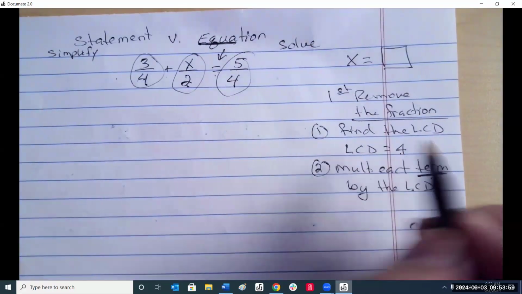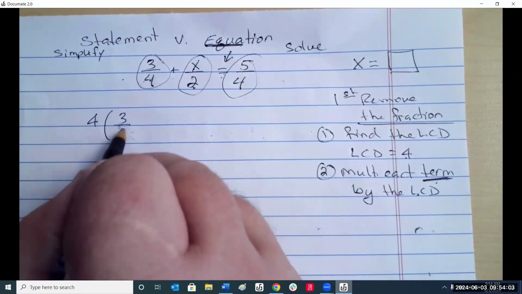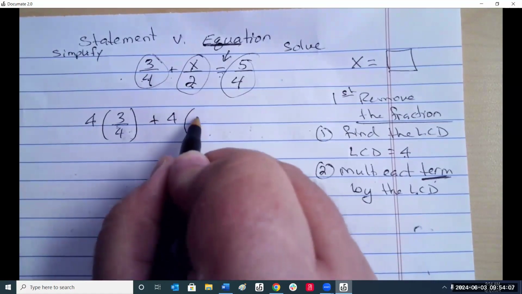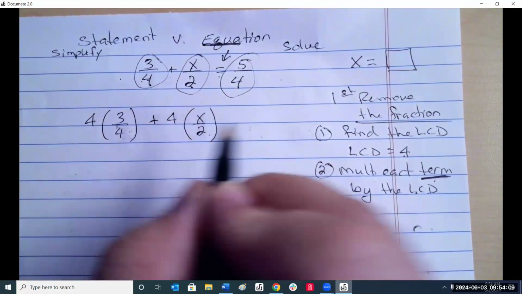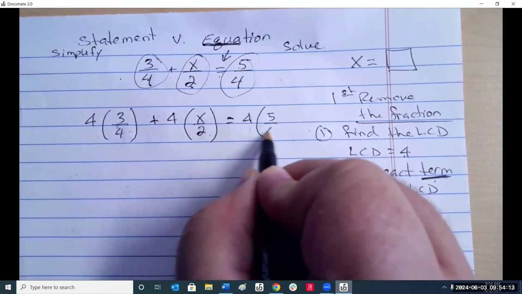So multiply each term by the LCD. We have the LCD is 4. So we have 4 times 3/4, plus 4 times x/2, equals 4 times 5/4.